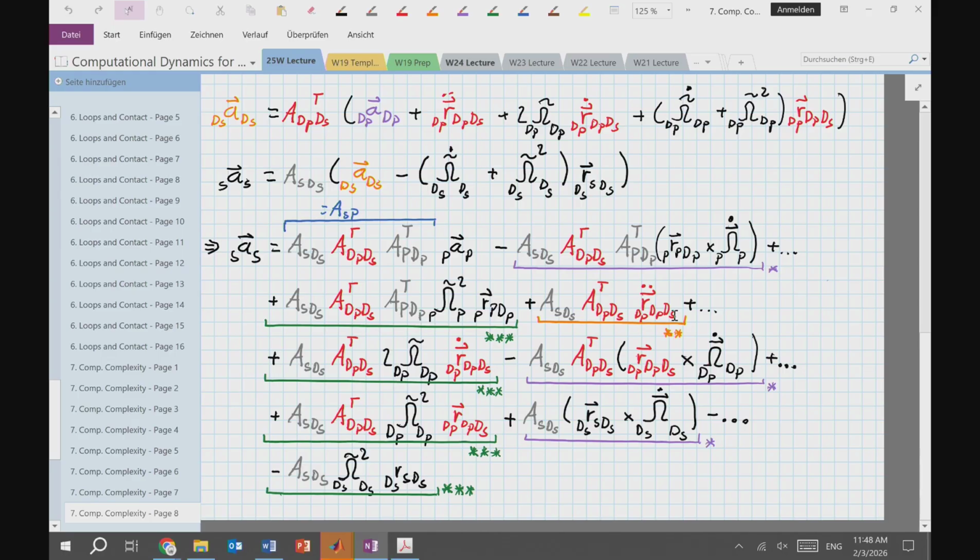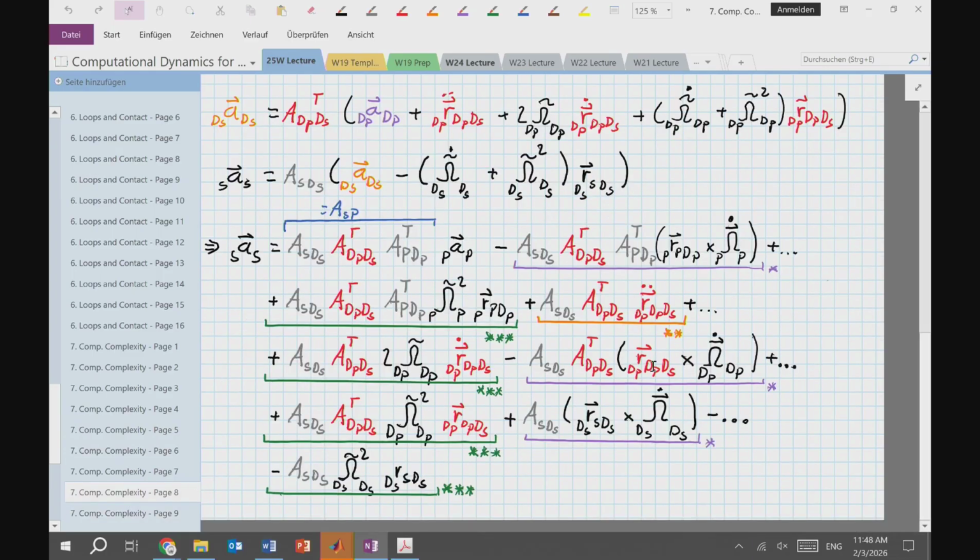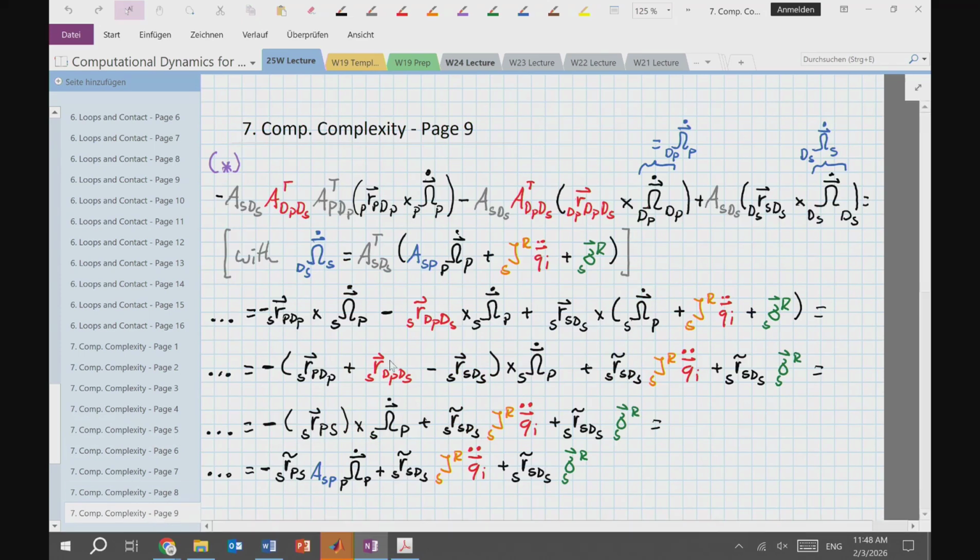The stuff in purple is a little bit more annoying because it contains angular accelerations. And those, we have to have a second look at. So this is what I do on the next page. This little star here means we're looking at the 3 terms that are marked in purple. If you read this at home, I simply copied these 3 terms. And now I have to basically reason about what of this stuff depends on the motion of the predecessor.